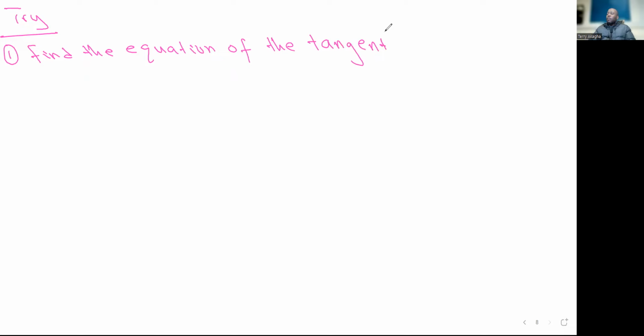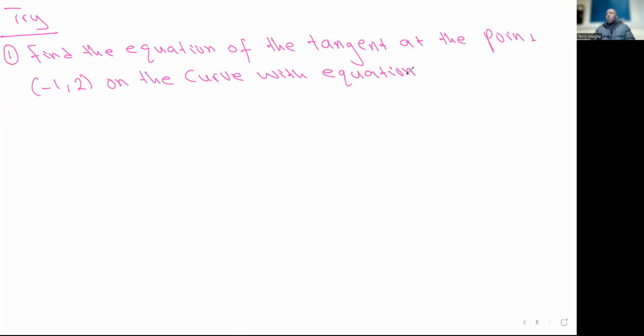So they want you to find the equation of a tangent at the point -1 and 2 on the curve, with the equation y is equal to 2x cubed plus 3x squared minus 2x plus 1.